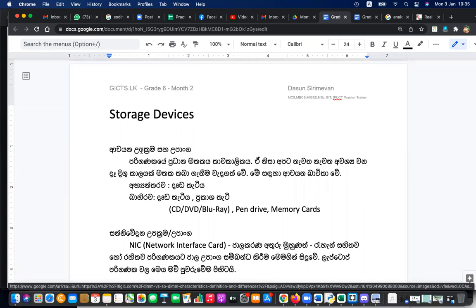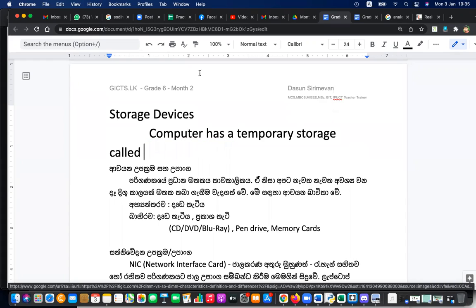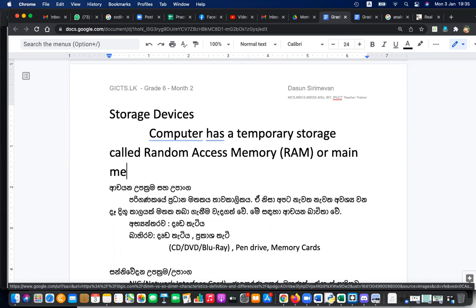Please write the note, storage devices. This is the last page of the grade 6 note. Write the heading storage devices. Under that, please write: computer has a temporary storage called random access memory, within brackets RAM or main memory.